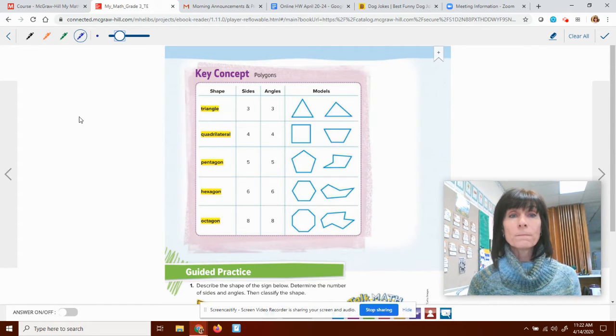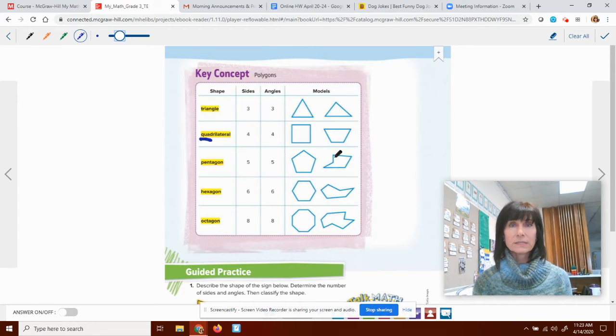A quadrilateral, a quad, we said the prefix quad meant 4. So it's 4 sides and 4 angles. They're showing me 2 examples here: a trapezoid and a square. A pentagon has 5 sides, 5 angles. This is what we generally would see when someone says pentagon in our brain. We think of this shape, but this also is a pentagon. It has 5 sides, 1, 2, 3, 4, 5, and it also would have 5 angles.